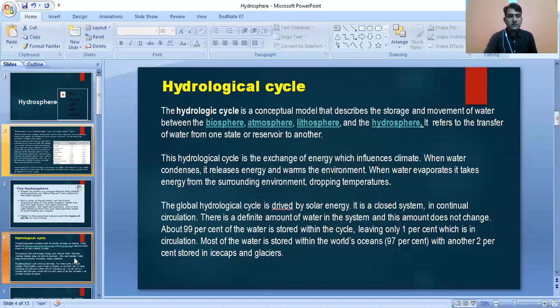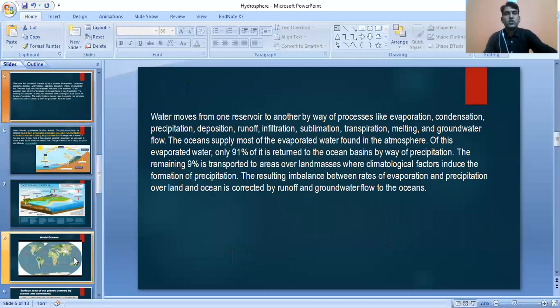So, go further. Water moves from one reservoir to another by way of processes like evaporation, condensation, precipitation, deposition, runoff, infiltration, sublimation, transpiration, melting, and groundwater flow. So these are the different steps by which water has been rolling.